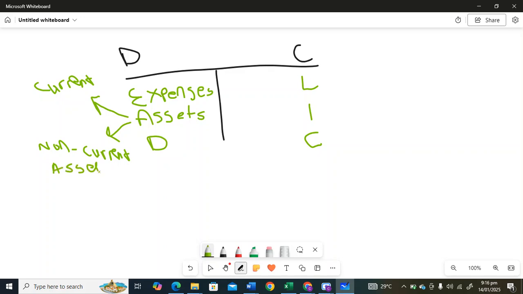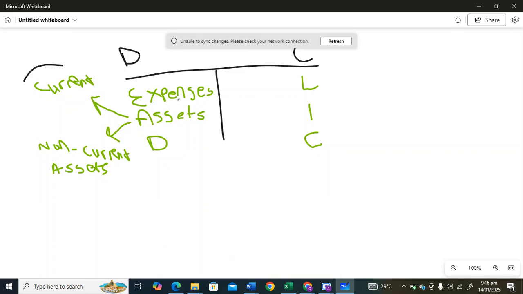Non-current assets, these are assets you can own for more than a year. Okay. Current assets will get used up within a year. Non-current assets, you can own them for more than a year. Do we know any examples of current assets?